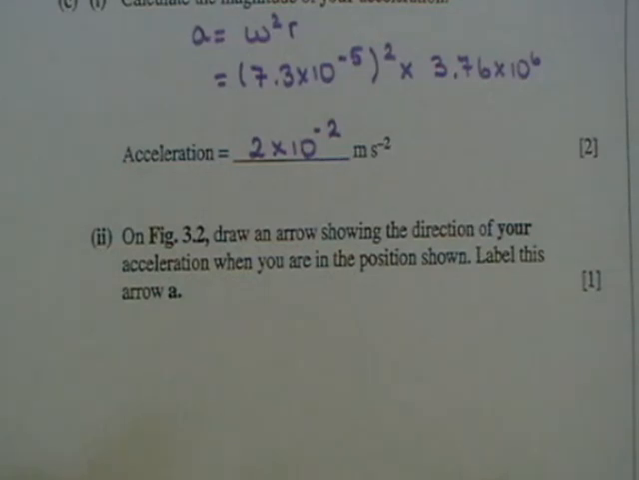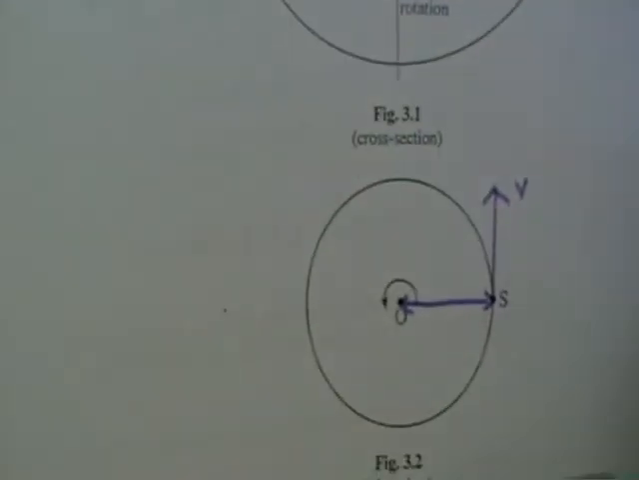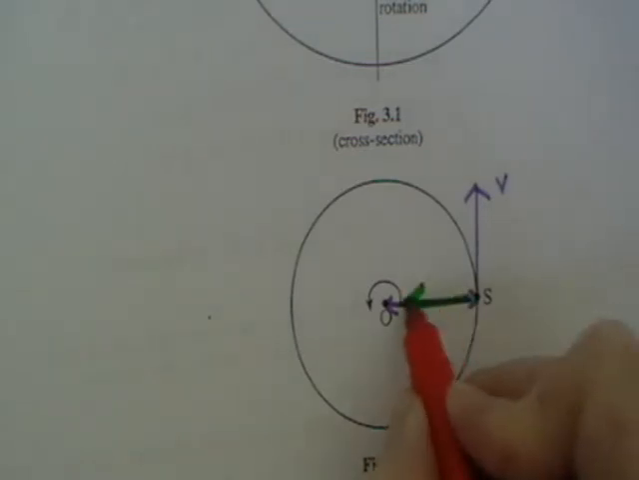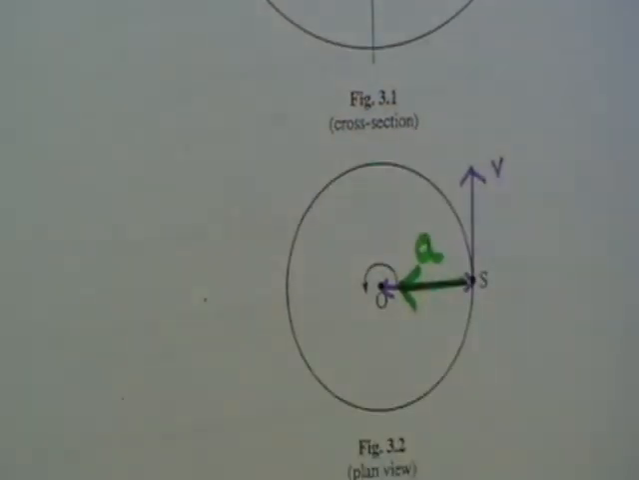On figure 3.2, draw an arrow showing the direction of your acceleration when you're in the position shown. Label this arrow a. So that's the last thing you have to do. Acceleration is always towards the centre of the circle, and therefore acceleration is in that direction, same direction as the direction of force.